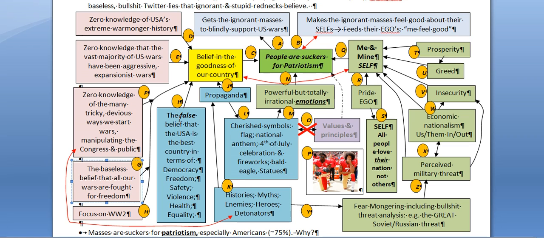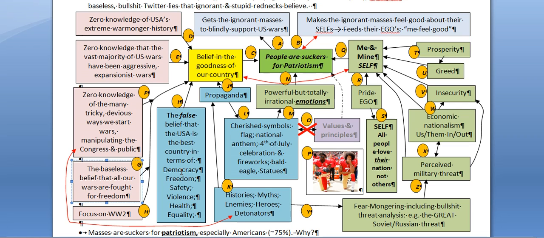Now, another thing that feeds into the belief in the goodness of our country is the belief that we are the best country in terms of democracy, freedom, safety, violence, health, equality. Not true. On the democracy index, we are 25th. I mean, that's not bad out of about 200 nations. We're not quite in the top 10, right? But we're not number one by any means.